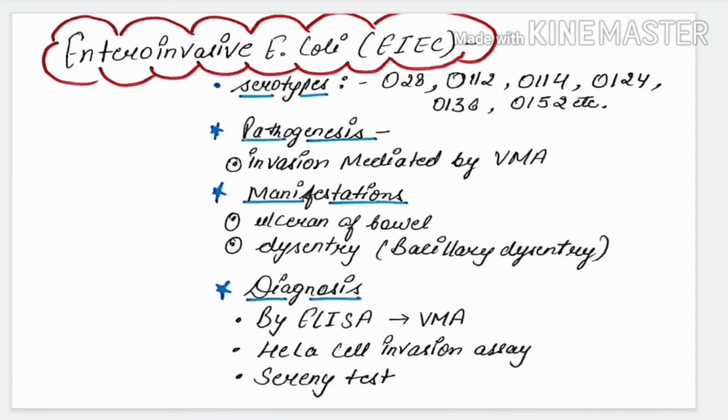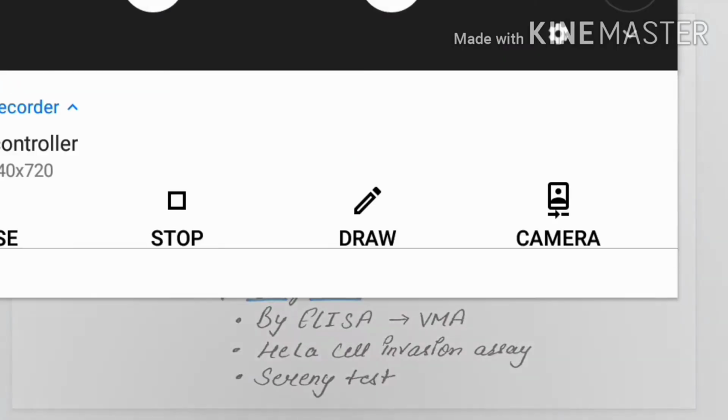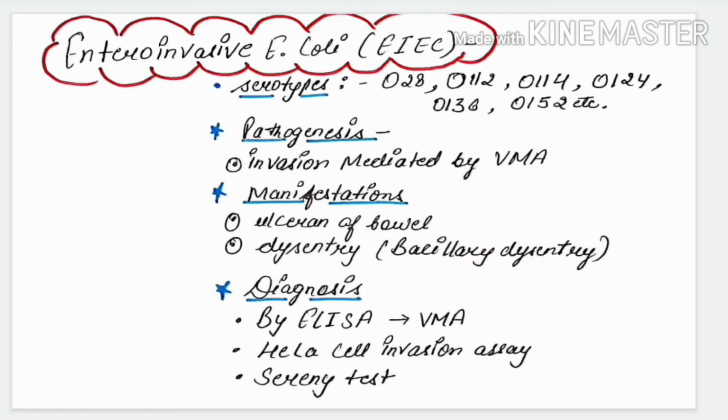Next we have the strain Enteroinvasive E. coli, also called EIEC in short form. It has the following serotypes. Now we will discuss its pathogenesis. As the name suggests, it is enteroinvasive, meaning it will not produce toxins. It is invasive, meaning it will spread into the body of the host. Let's discuss its pathogenesis.